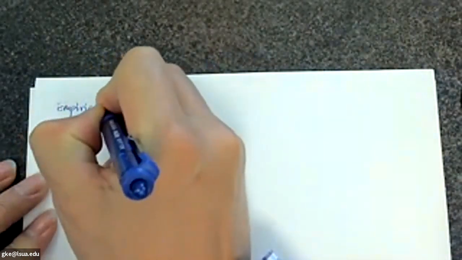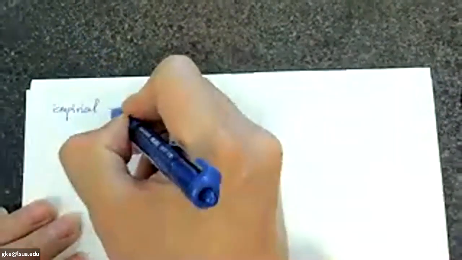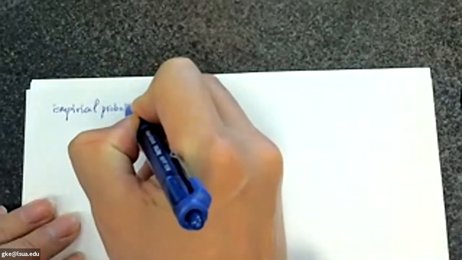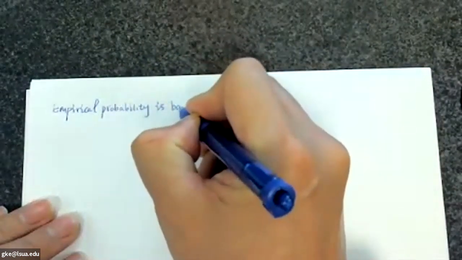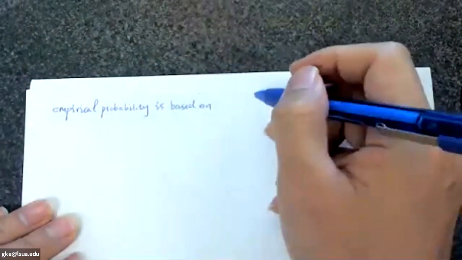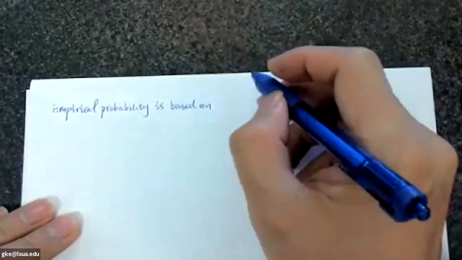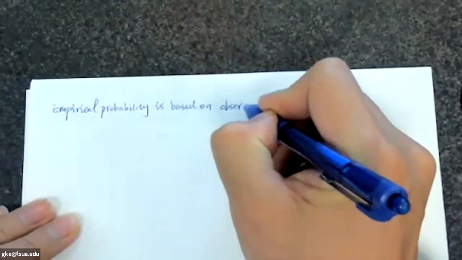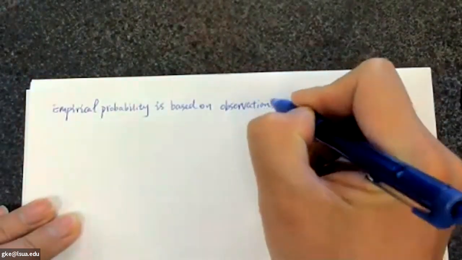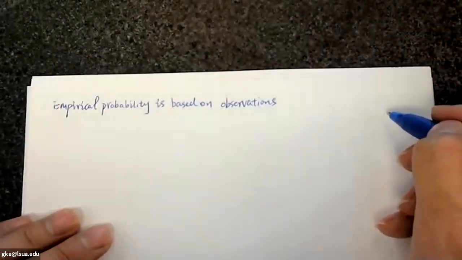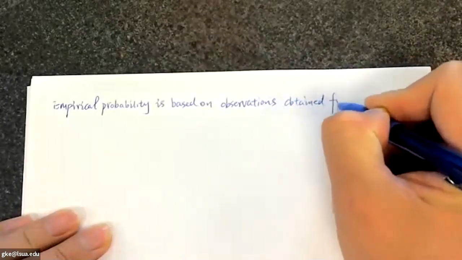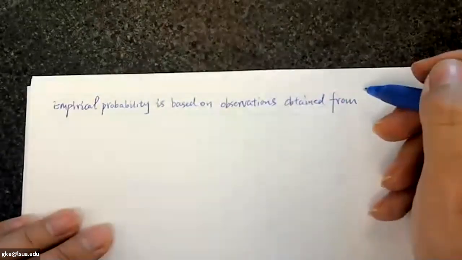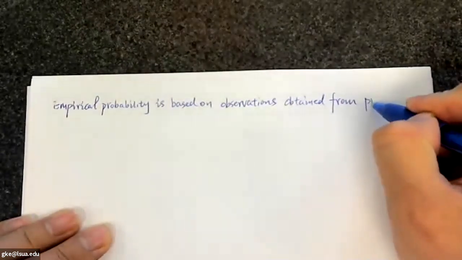Empirical probability is based on observations obtained from probability experiments.